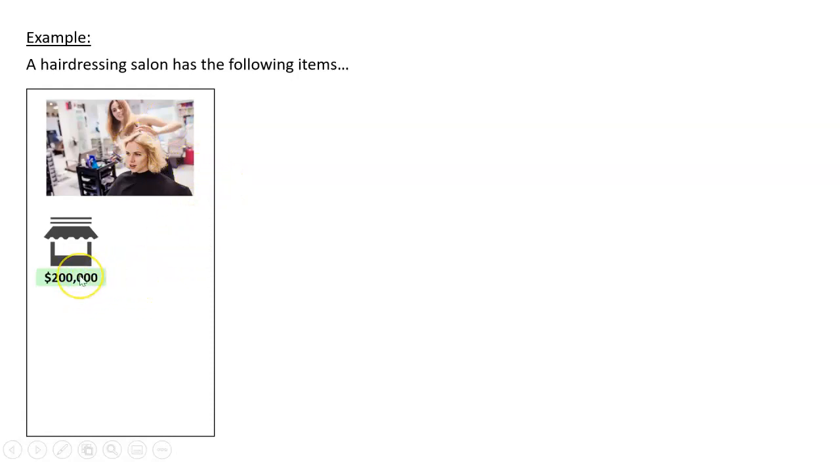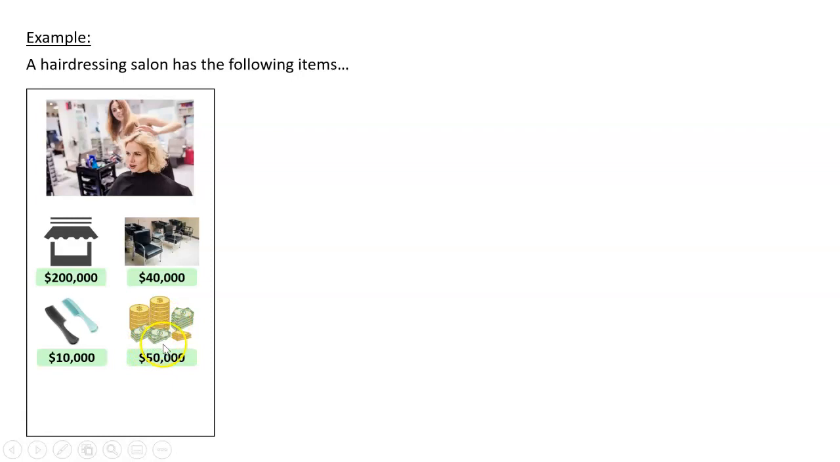It's got a $200,000 property. It's got $40,000 of fixtures and furniture, chairs and basins and stuff. It's got $10,000 of hairdressing equipment like combs and hair product and stuff, and $50,000 in the bank. However, the business also has a loan with the Bendigo Bank of $100,000.